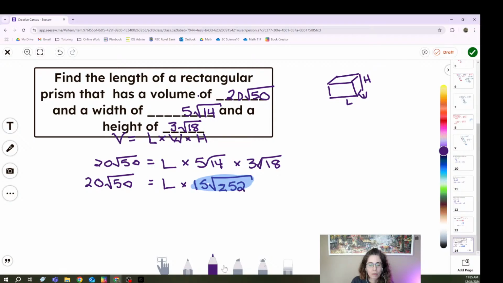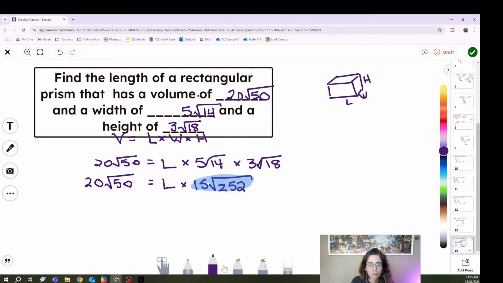So when I have something multiplying to our variable, I want to be dividing both sides by it to make it go away. So if I've got L times this, what I want to do is be dividing by that. Because anything over itself becomes 1, and it's going to cancel it out. But what you do to one side, you have to do to the other.